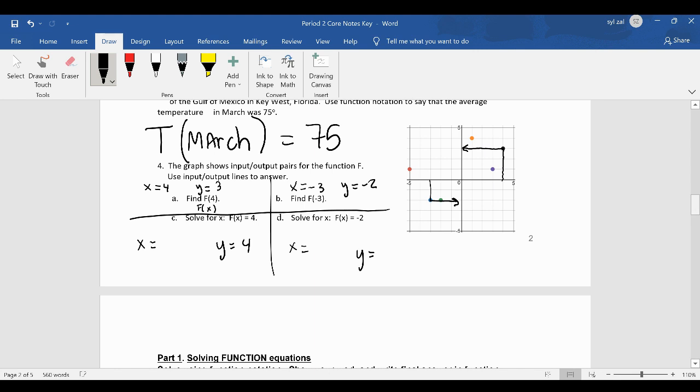Here it says solve for x, which means I gave you the y value. And when y is 4, x is 1. What is x when f of x is negative 2? Well, we actually have two different answers here, right? It crosses negative 2 at two different x values. So there's two answers for that one there. So please be careful. Again, sometimes your y value can give you two different x values.